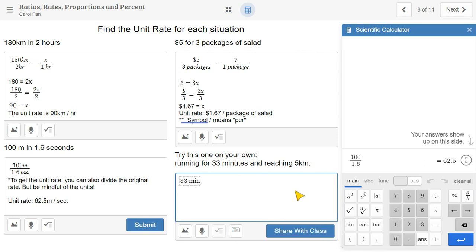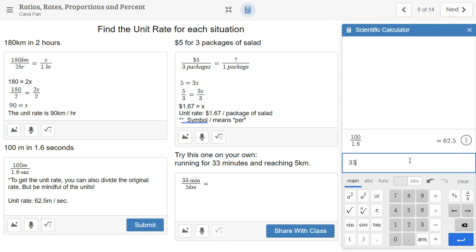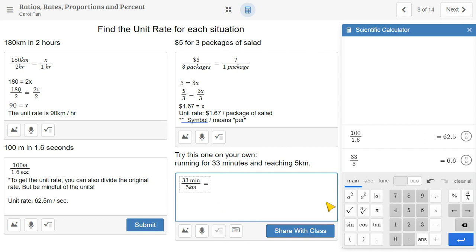We have 33 minutes per 5 kilometers. Now, if we simplified that, 33 divided by 5, we get 6.6. And we're going to keep the units that we have, minutes per kilometer. So we have 6.6 minutes, and that happens to be per kilometer. The pace or the unit rate for this person's run is 6.6 minutes per kilometer.